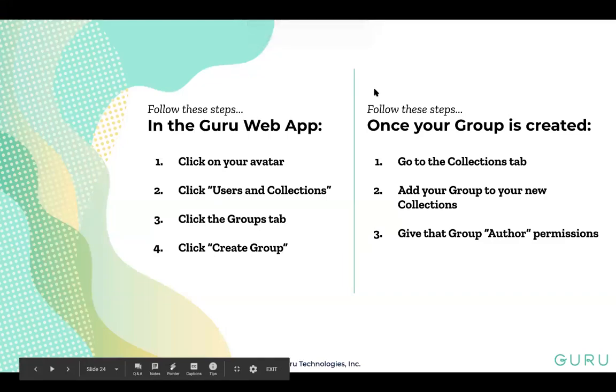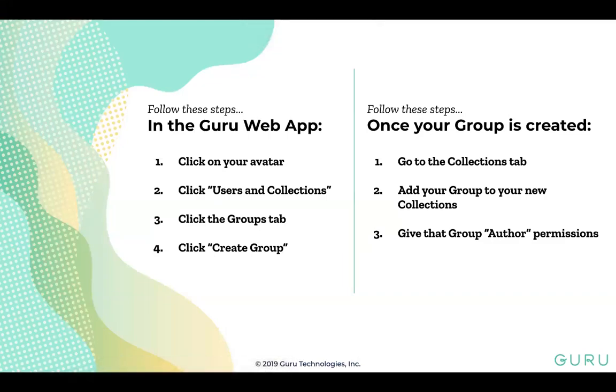Okay, so I'm going to take you through the instructions again while you go through it. In the web app, please click on your avatar. There'll be a picture of yourself or your initials. Then click Users and Collections if you aren't already in there. Click the Groups tab. Click Create Group. Then go over to the Collections tab, add your group to your new collection, and give that group author permissions. All right, I'll give you 5 more seconds to get through that.